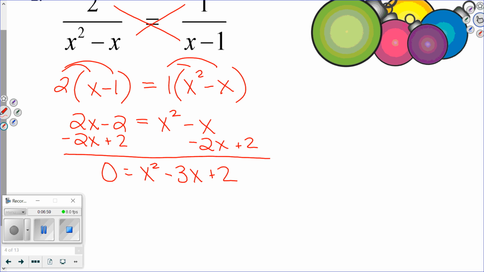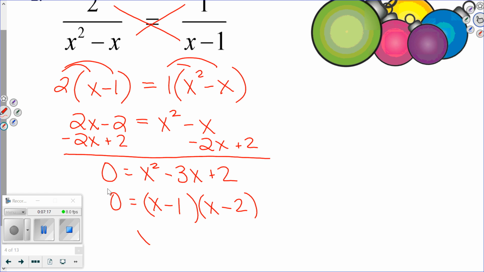So anytime you have an x squared, if you need to make yourself a note, make a note. If you have an x squared, you want to set it equal to 0, and then use one of your other methods from chapter 4. All right, so I can go ahead and factor this. How does this factor? Good. X minus 1, x minus 2.